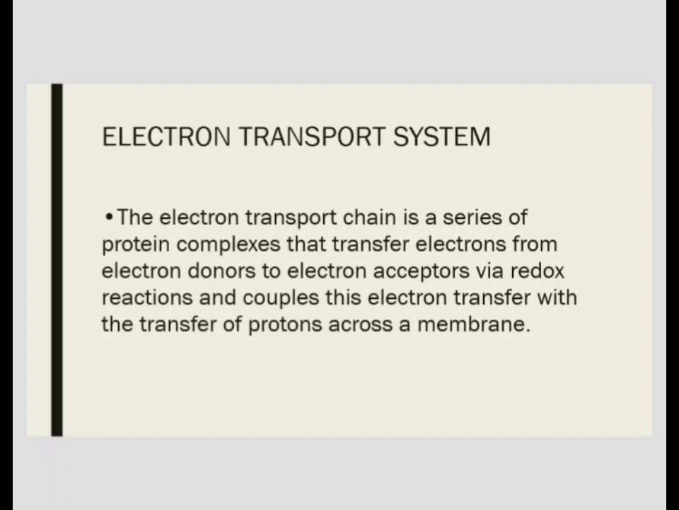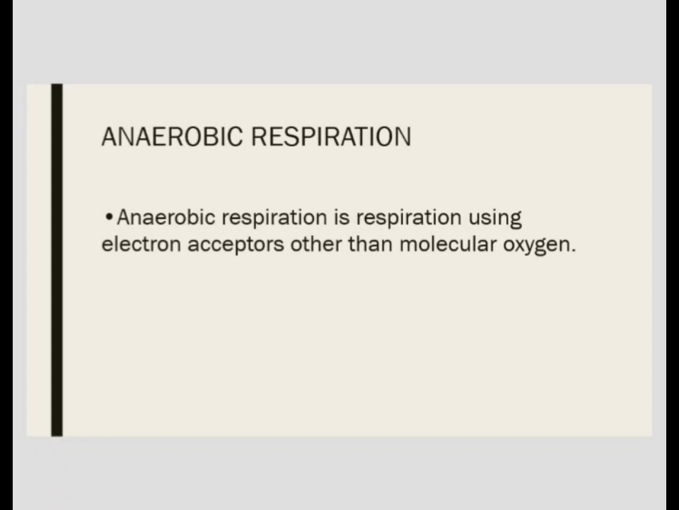But what if the final electron acceptor is not oxygen? That's when anaerobic respiration takes place. It is respiration using electron acceptors other than molecular oxygen. This type of respiration is carried out chiefly by anaerobic organisms, for example anaerobic bacteria, that use certain molecules as electron acceptors instead of oxygen.